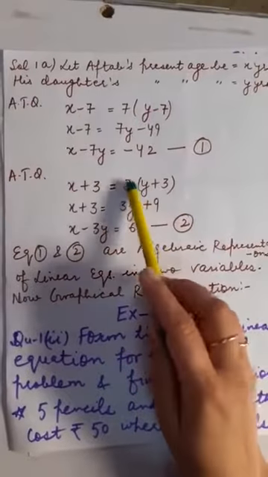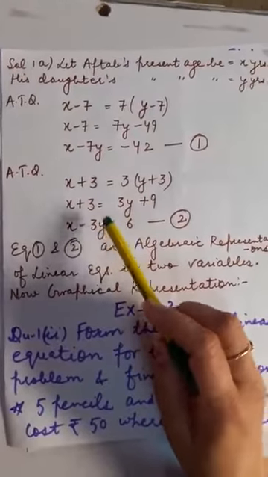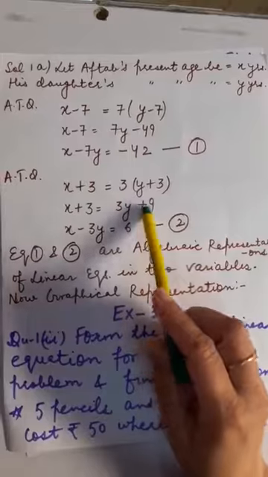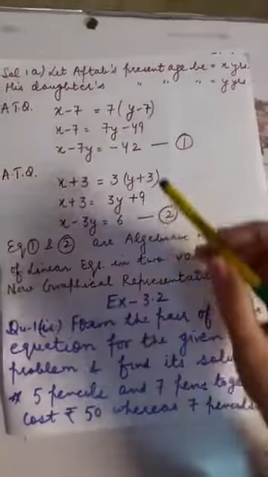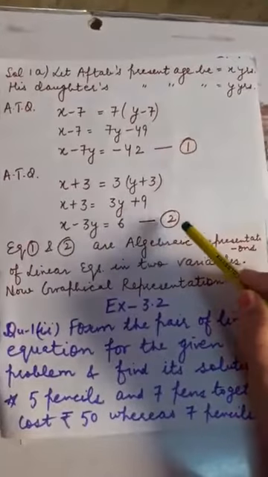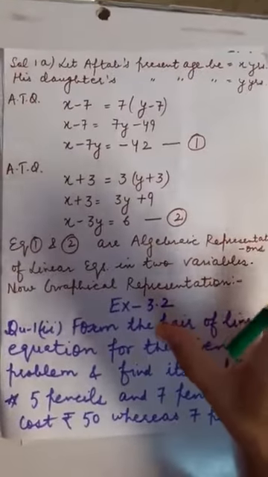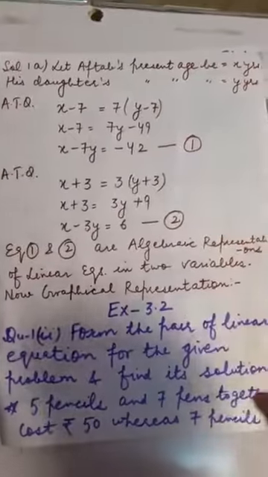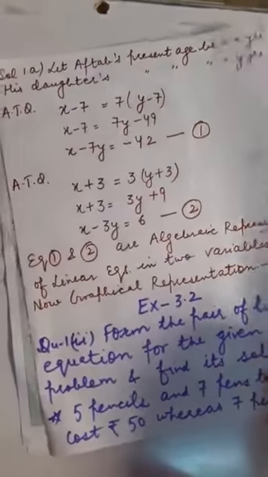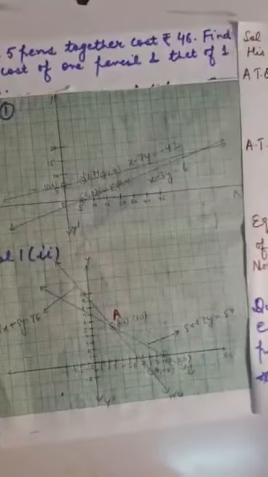This is x. 3y I have brought on this side, so this is minus 3y. And this 3 has gone to the other side of equal to and has become 9 minus 3, that is 6. Now these are equations 1 and 2. They both are the algebraic representation of the pair of linear equations demanded in the question. Now I am going to switch to the graphical representation of the same.